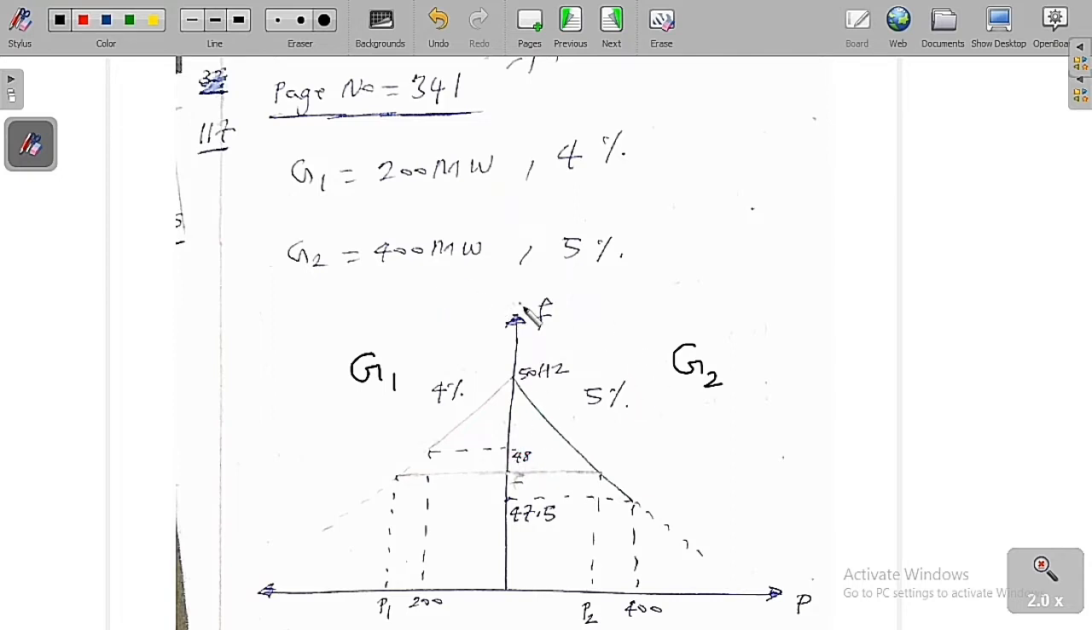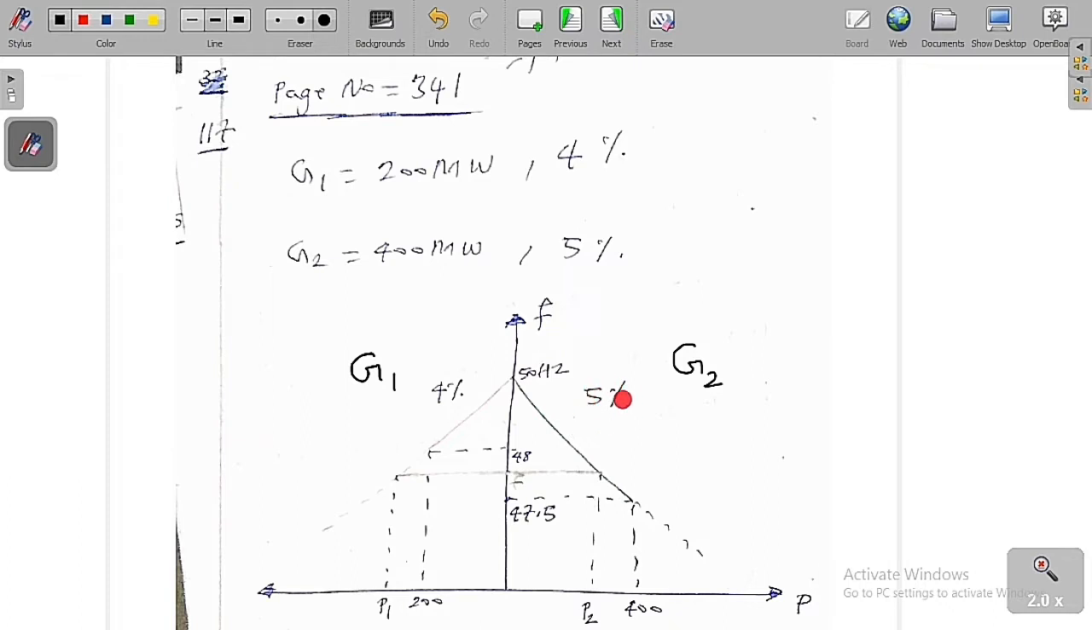Similarly for generator 2, at full load, the governor speed characteristic drop is 5% from no load to full load. This is the 400 megawatt point. A drop of 5% means the remaining is 95%, so 95 by 100 into 50 is nothing but 47.5. So this value is 47.5 Hz. So 48 for the first one and 47.5 Hz for the second one.